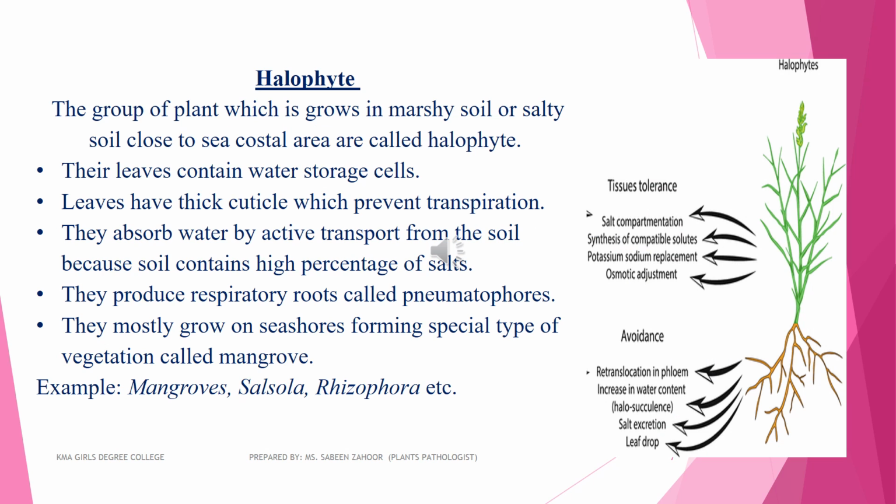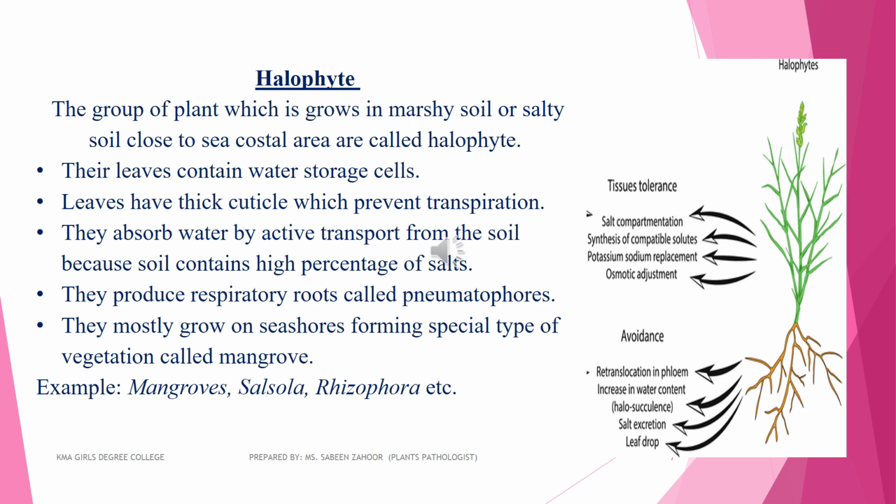Halophytes are the group of plants which grow in marshy or salty soil close to the sea or the coastal area. Their leaves contain water storage cells. Leaves have thick cuticles which prevent transpiration. They absorb water by active transport from the soil, because the soil contains a high percentage of salt.